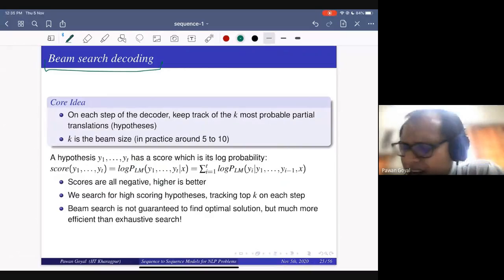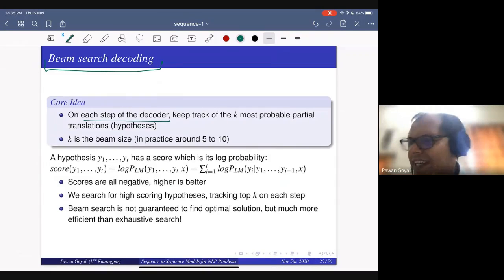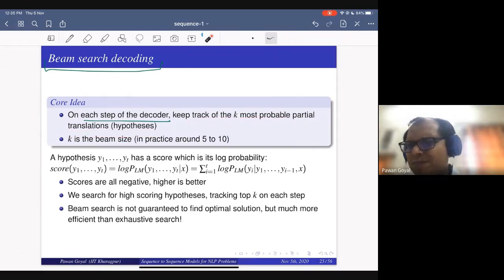So what is the idea? On each step of your decoder, instead of selecting greedily the highest probability word, you keep track of the k most probable partial translations at that point of time. In practice, people take between 5 to 10. Okay, but depending on your problem, you may have to take a smaller or larger size.